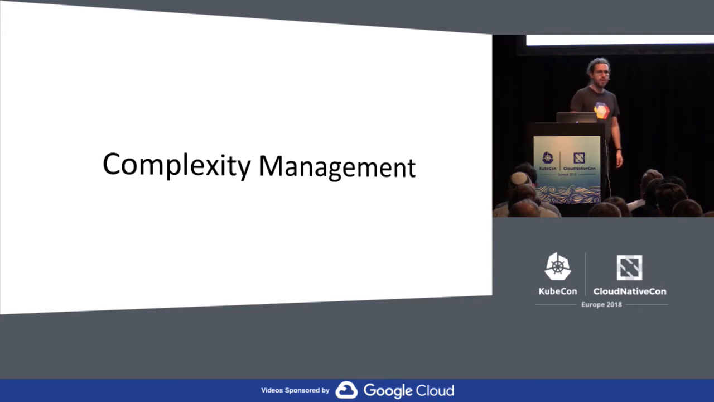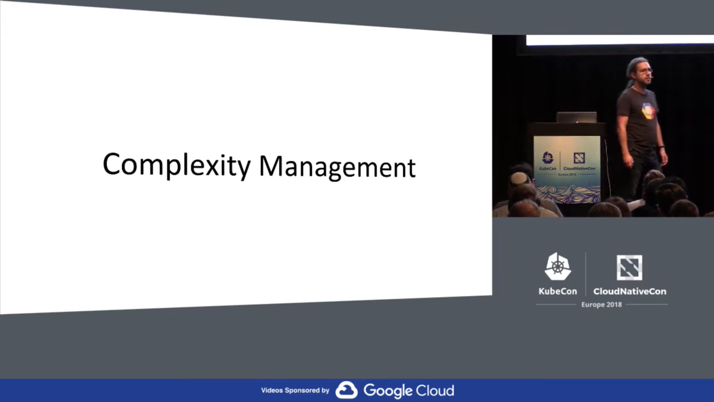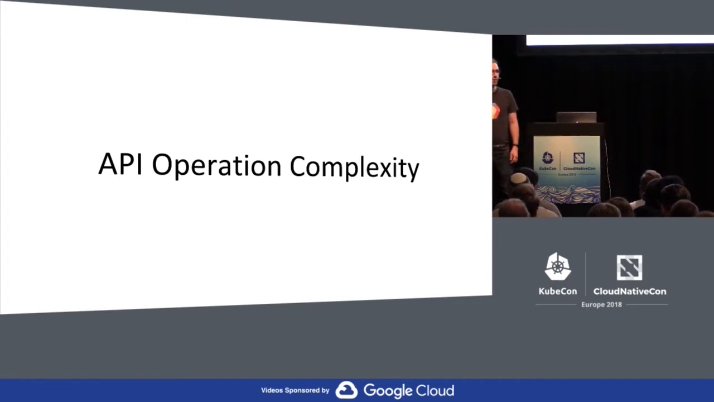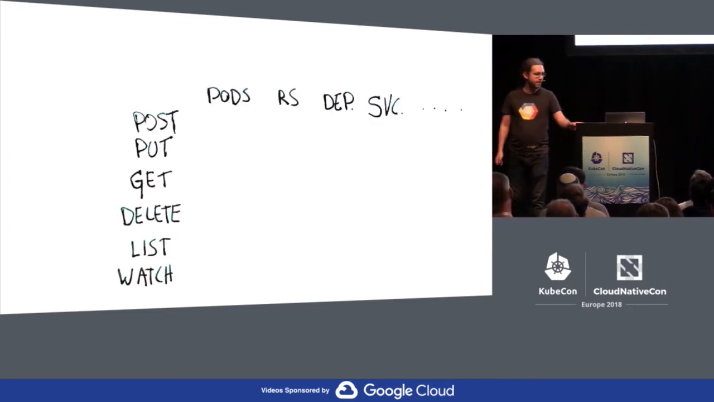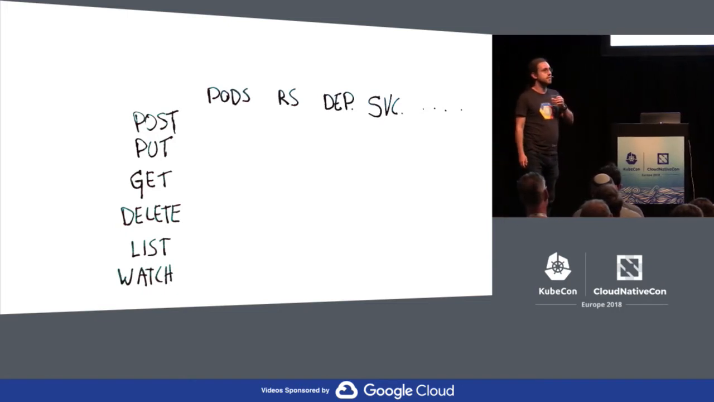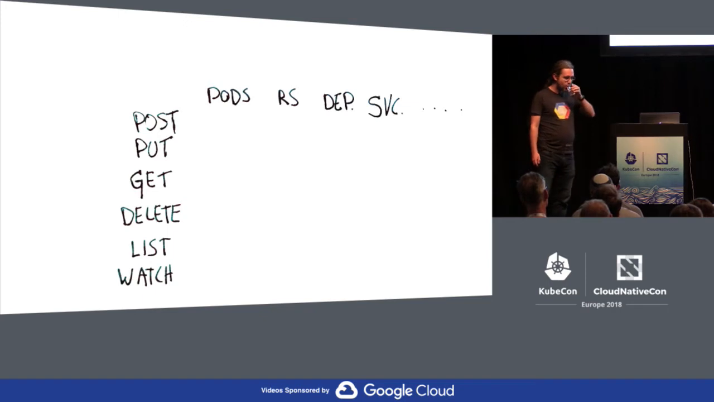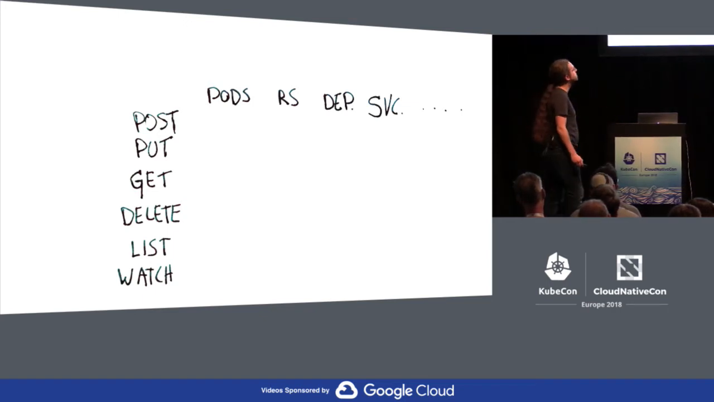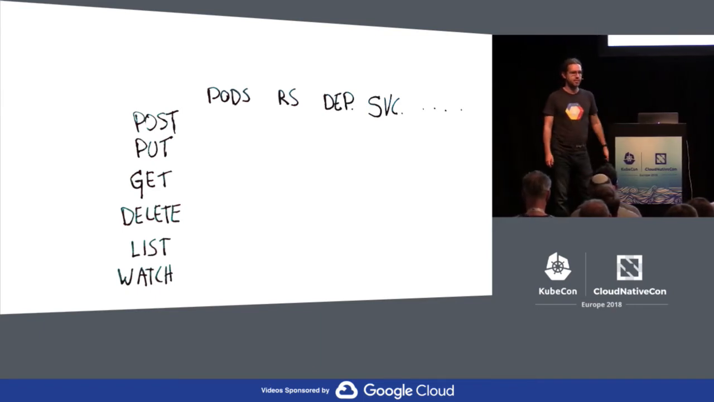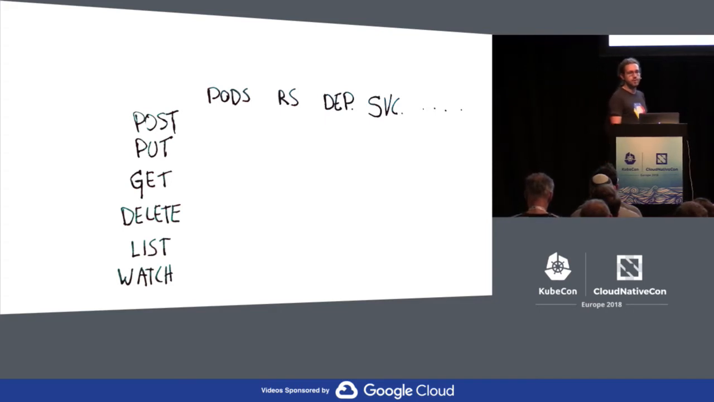But what about API systems? Because they have a lot of complexity also. So I want to talk about two different kinds of complexity. The first is the operational complexity. Like, what are the different things that you can do in your system? So for example, just to use the Kubernetes API as an example, we have 6 verbs that we support that we more or less require. And we have a bunch of different API objects. So we have pods, replica sets, deployments, services.